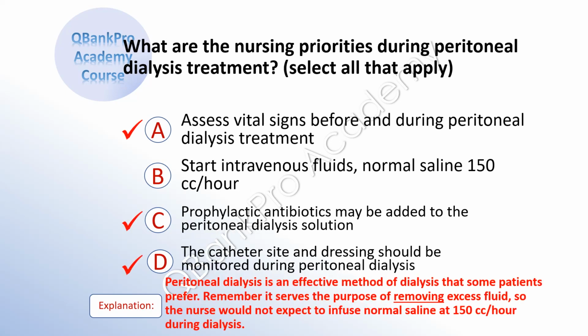The correct answer is A. Assess vital signs before and during peritoneal dialysis treatment. C. Prophylactic antibiotics may be added to the peritoneal dialysis solution. And D. The catheter site and dressing should be monitored during peritoneal dialysis. Explanation. Peritoneal dialysis is an effective method of dialysis that some patients prefer. Remember, it serves the purpose of removing excess fluid, so the nurse would not expect to infuse normal saline at 150 cc's per hour during dialysis.